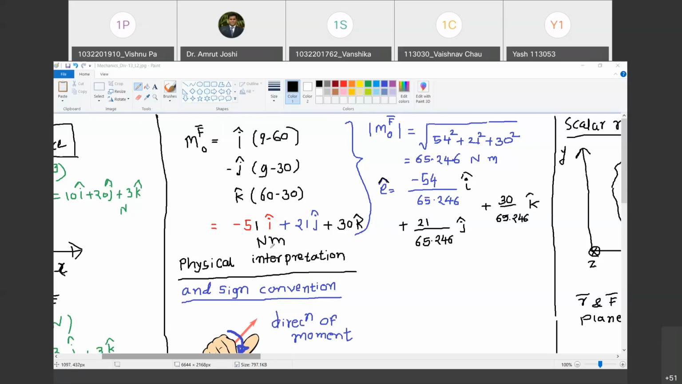So how do we find out direction of a vector quantity? By finding out unit vector. Yes, sir. So how do I find out unit vector? To find out unit vector, I will have to first find out the magnitude of this vector. Do you agree with me? Yes, sir. So magnitude will be square root of 51 square plus 21 square plus 30 square. So can you tell me what is the number? This 65.246 will now change. Just do the calculation and let me know the number.